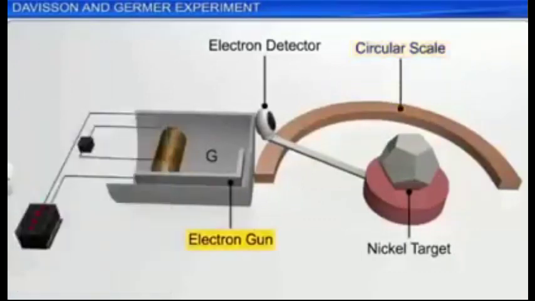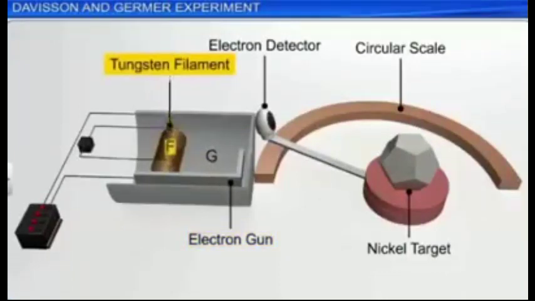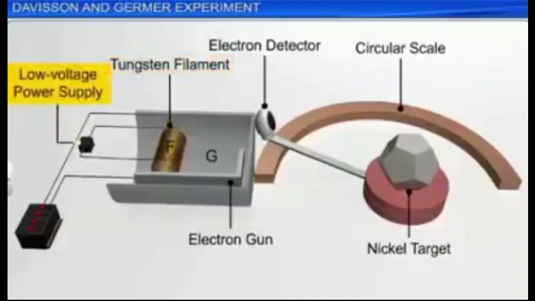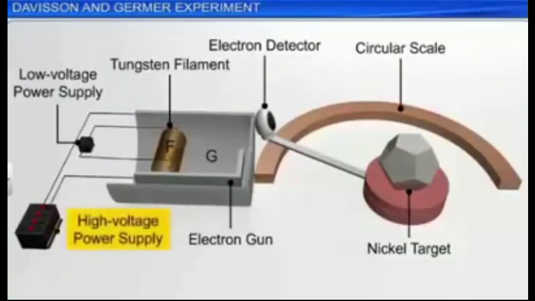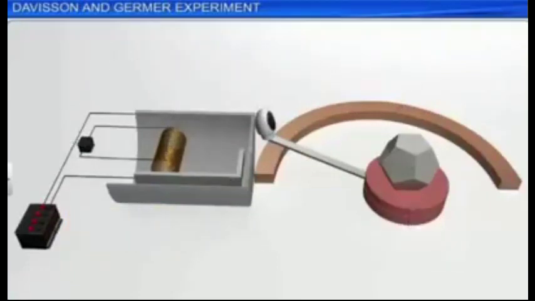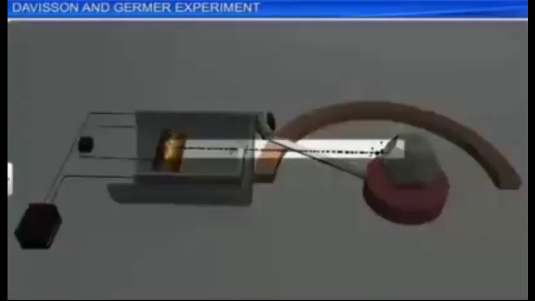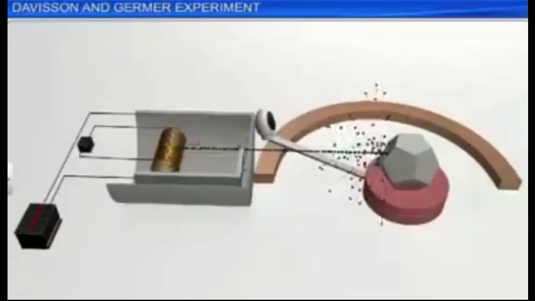The electron gun G is used to produce a beam of electrons. The electron gun constitutes a tungsten filament F coated with barium oxide and can be heated with a low voltage power supply. Electrons are emitted by the filament, and these are accelerated at a desired velocity by applying a suitable voltage from a high voltage power supply. The electrons thus emitted are passed through a cylinder with a pinhole along its axis, producing a fine collimated beam. This collimated beam is directed to fall on the surface of the nickel crystal.